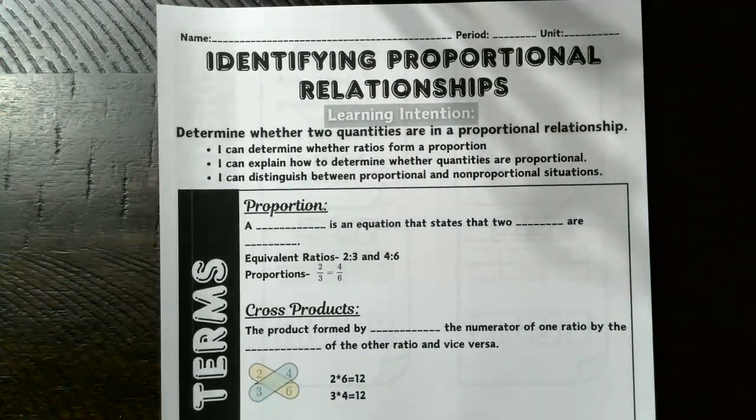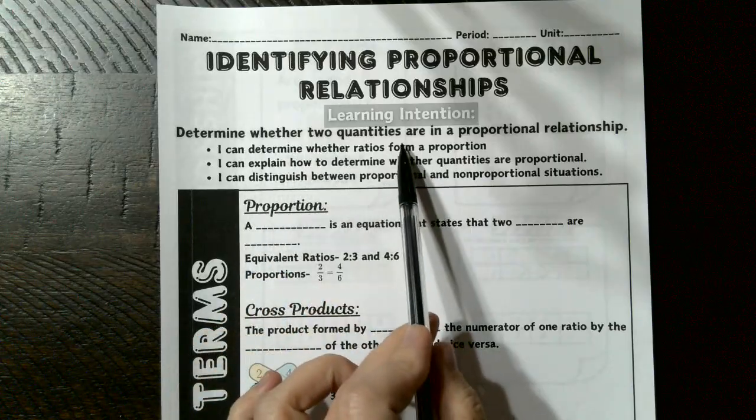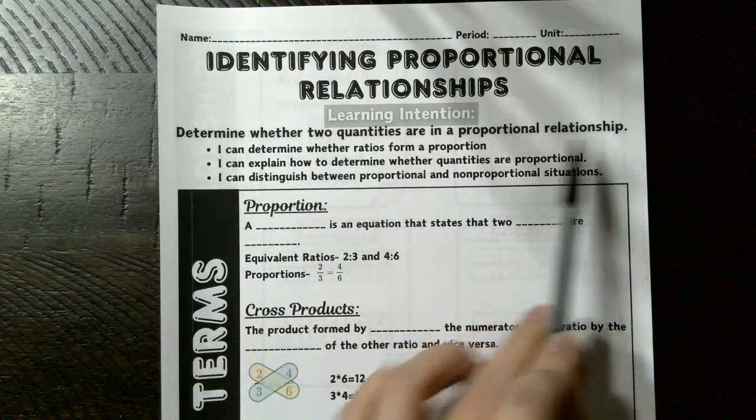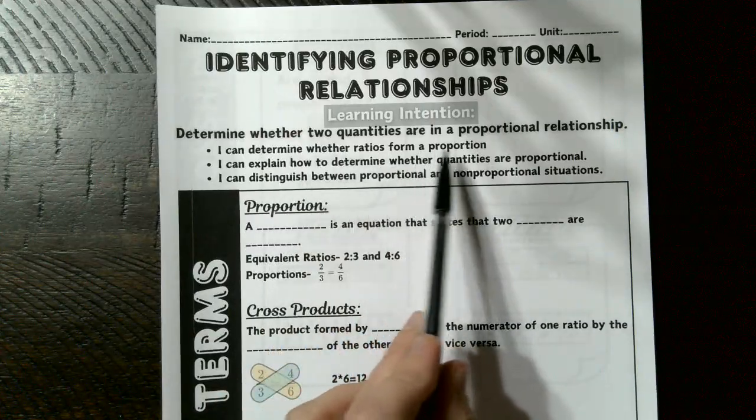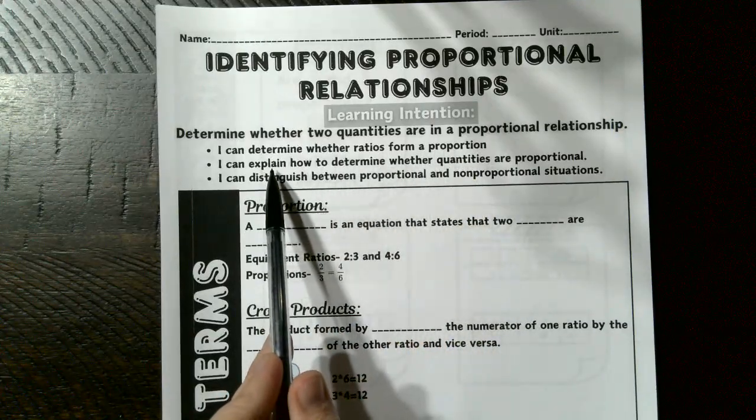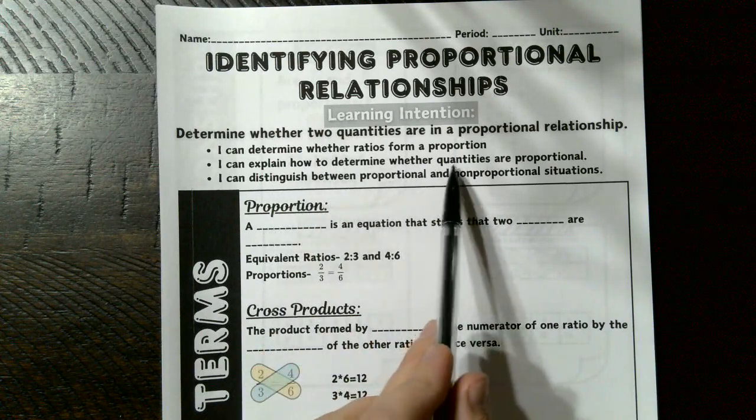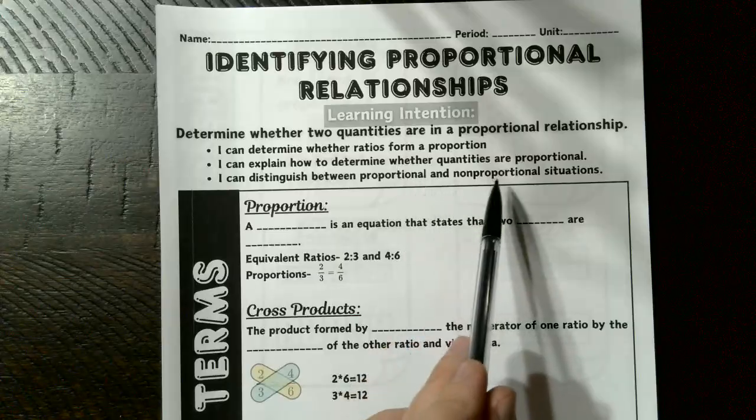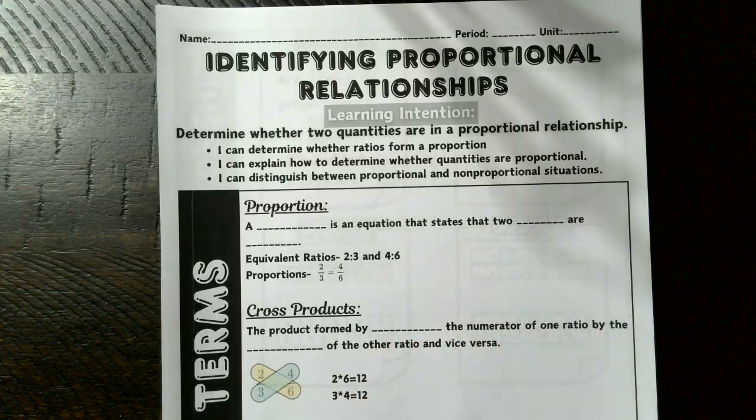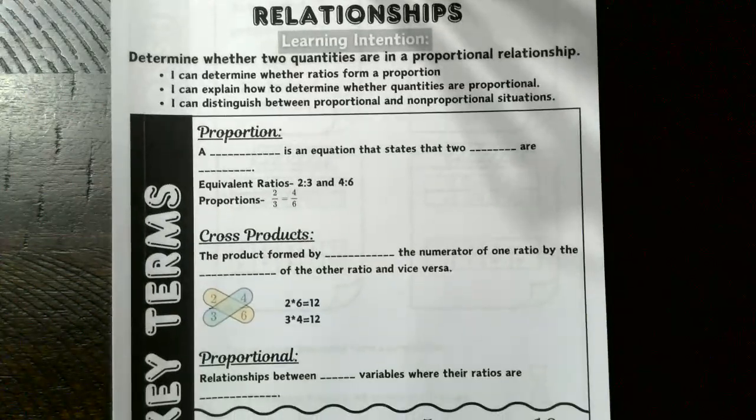So our learning intention is to determine whether two quantities are in a proportional relationship. So you will know you're successful when you determine whether ratios form a proportion, you can explain how to determine whether quantities are proportional, and you can distinguish between proportional and non-proportional situations. So we got some key terms for you.